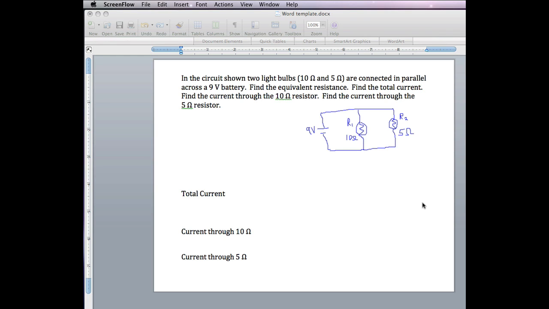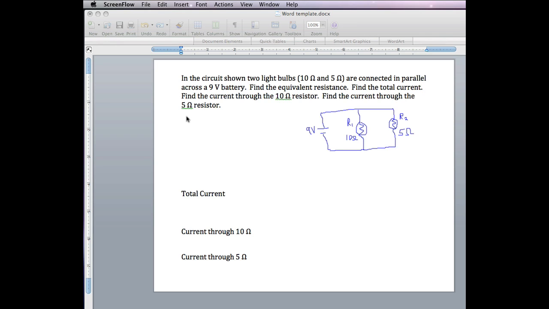This is a screencast on parallel circuits. In the circuit shown, two light bulbs, 10 ohms and 5 ohms, are connected in parallel across a 9-volt battery. Find the equivalent resistance. Find the total current. Find the current through the 10 ohm resistor. Find the current through the 5 ohm resistor.